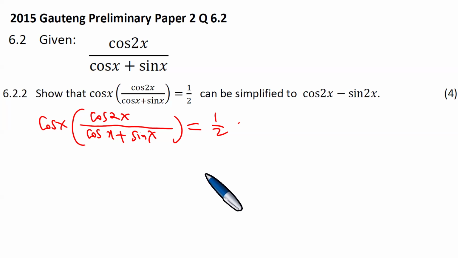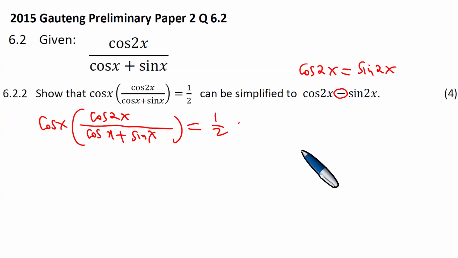I want us to discuss this one. There's a small typo. Whoever typed this one, this should be cosine 2x equals sine 2x. So there was a mistake. This must be an equal sign. Whoever typed it did not type it correctly. How far, Noah?